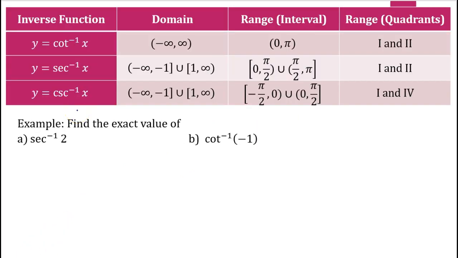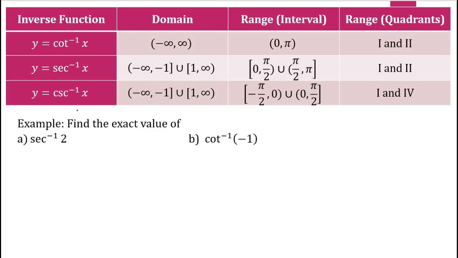Alright, so we do have inverse functions for cotangent, secant, and cosecant. Here the graph isn't provided. What we're really concerned with is essentially the range, right? What type of values can come out of these inverse trig functions. So for cotangent, the range is 0 to pi, so quadrants 1 and 2.